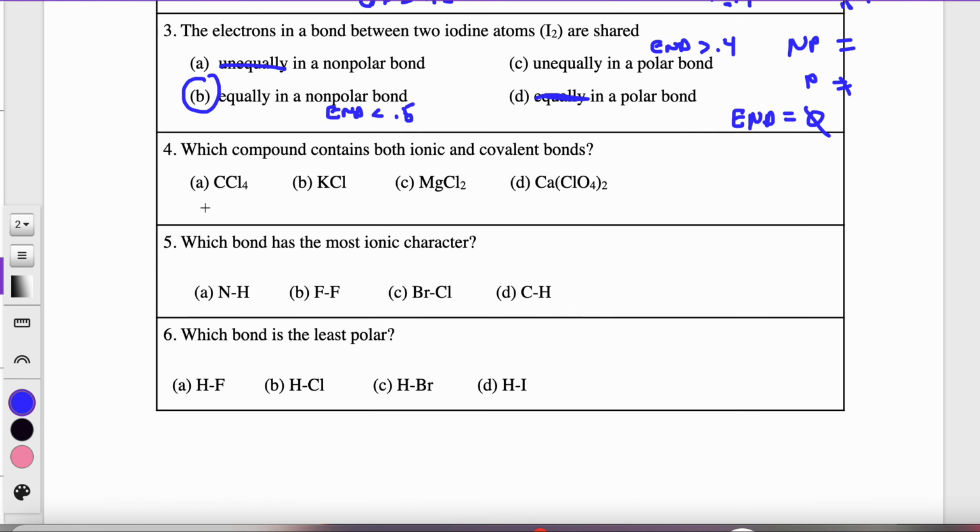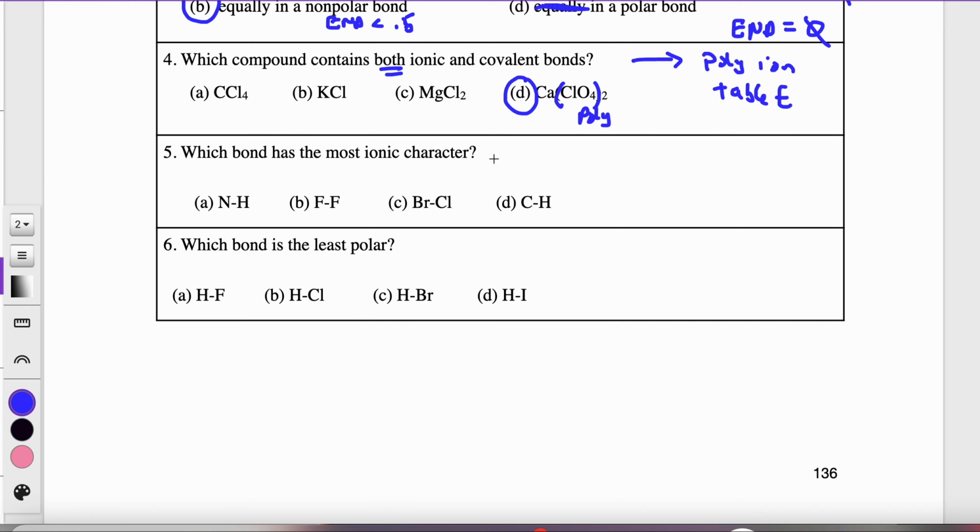So you go ahead. Let's look at a couple more questions. Question four: which compound contains both ionic and covalent bonds? Our big key here is it must contain a polyatomic ion, something from reference table E. So here, no poly, no poly, no poly. What we see in parentheses is my example of a polyatomic ion, so D is the best answer.